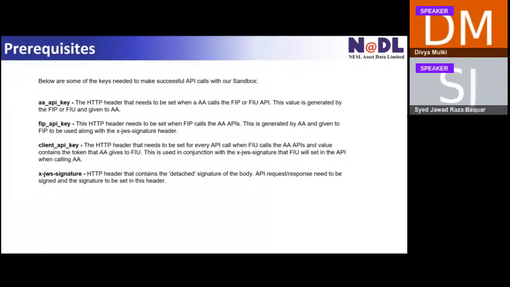Now, these are some of the additional prerequisites which you need to consider when getting into the integrations, which are the AA API key, the FIP API key, and the client API key. Since we are following the 1.1.3 version of the Rebit standards, these are some of the critical key points, and basically these are mandatory for us to make a successful integration.